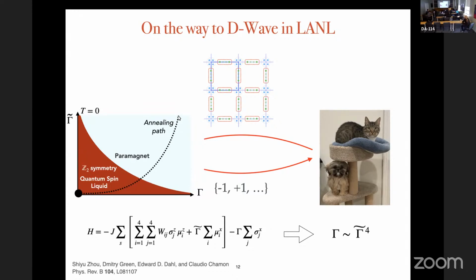This experiment starts at the very large transverse field limit, and we slowly anneal down, turning down the gammas. At some point, we expect to cross the phase transition between the paramagnet and the Z2 quantum spin liquid, and land at the classical endpoint of this annealing path, where the measurements can be done.